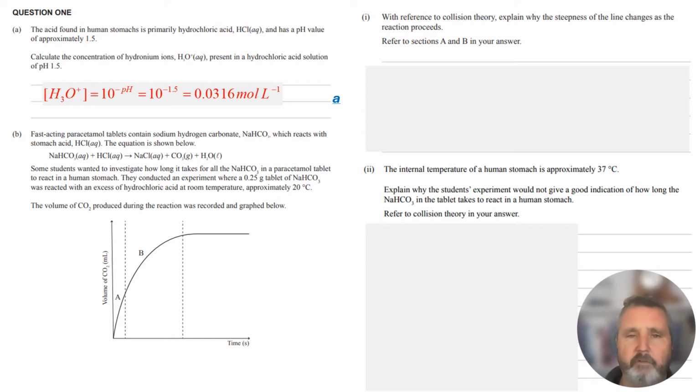Now when we go to the first question, it says with reference to collision theory, that means we're going to talk about collisions between reactants. Explain why the steepness of the line changes as it proceeds. Refer to sections A and B in your answer.